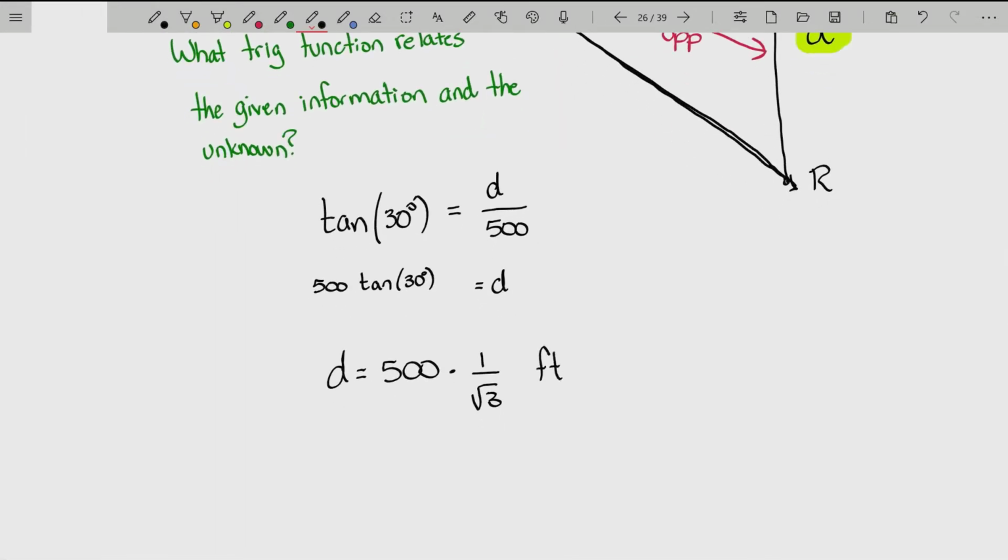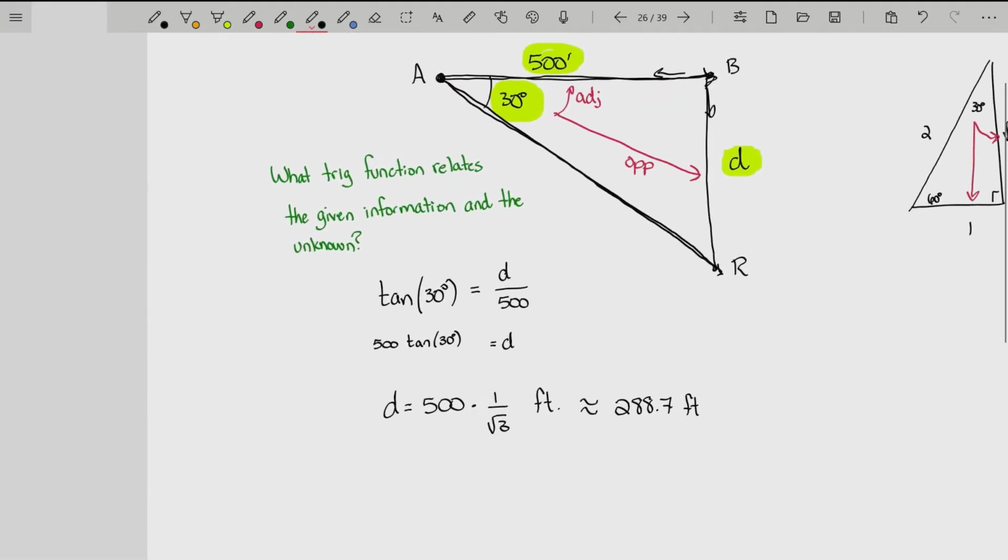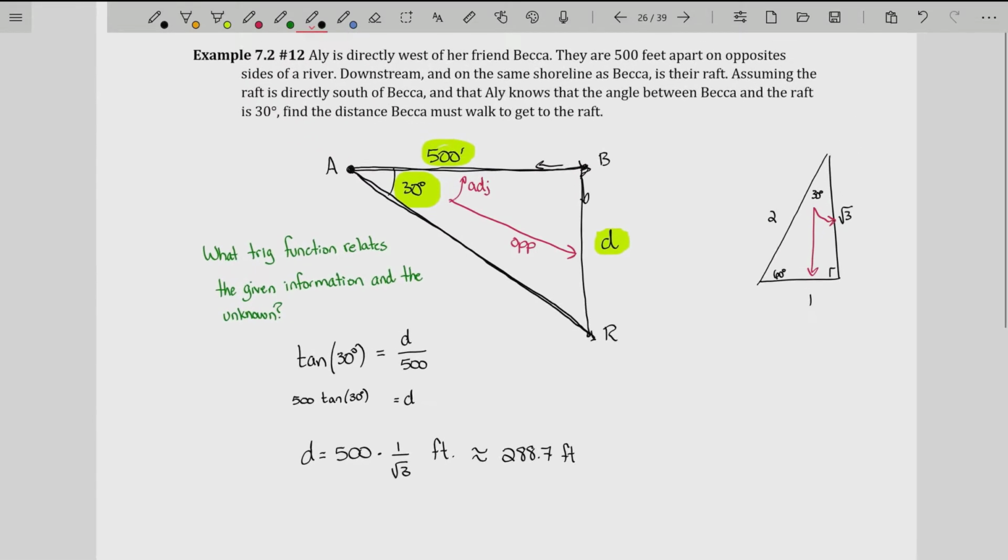Remember, the units for that 500 are in feet, I think. Yeah, so it's feet. And then, of course, because this is an application, they probably want us to go ahead and approximate that value. So I have a calculator in my hand right now, and that is approximately, when I'm rounding to maybe a single decimal place, 288.7 feet. So the distance from Becca to that raft is around 288 feet. Maybe 289 feet south of her. So that's a good application.